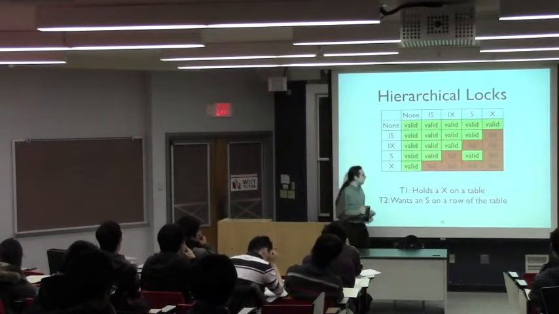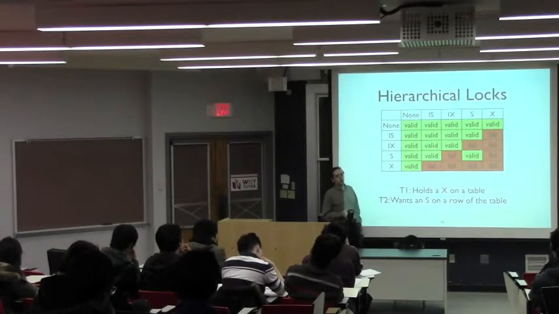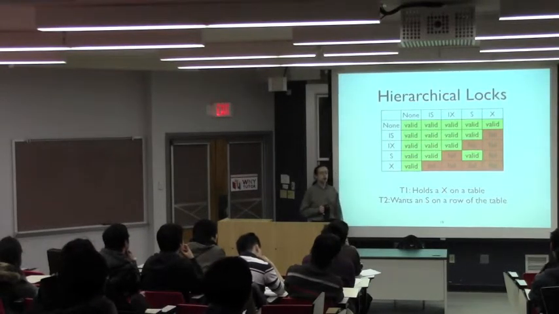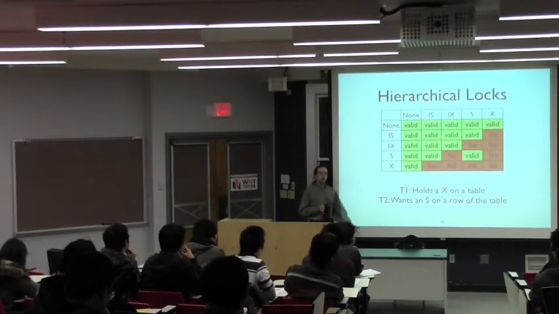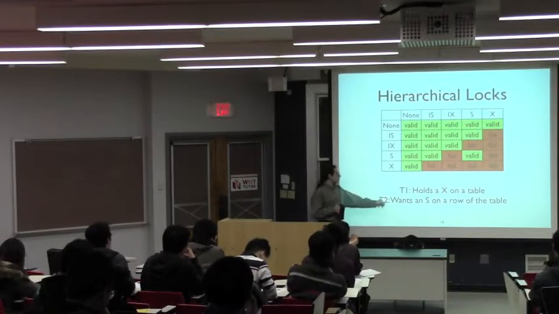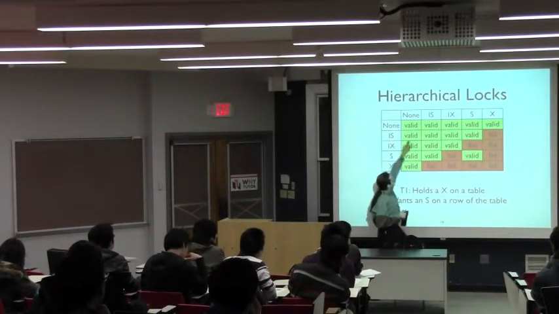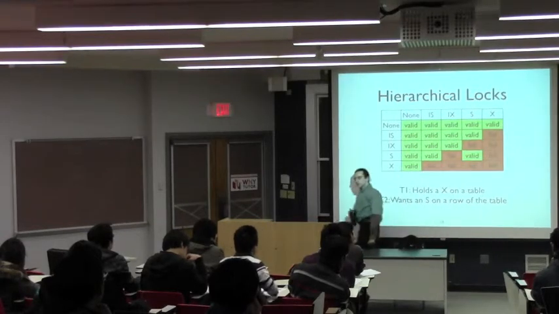What if we reverse the situation? T1 holds an exclusive lock on the table. T2 wants a shared lock on an individual row. What will happen? It'll fail, but again, how? Okay, so T2 needs to grab an intent to share on the parent, and intent to share is not compatible with exclusive.